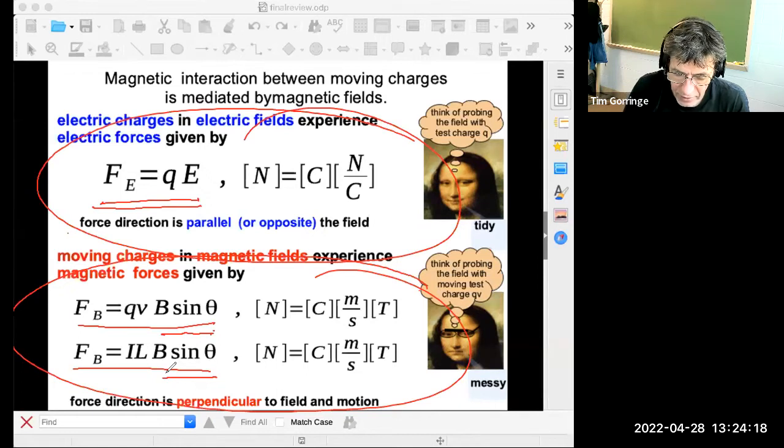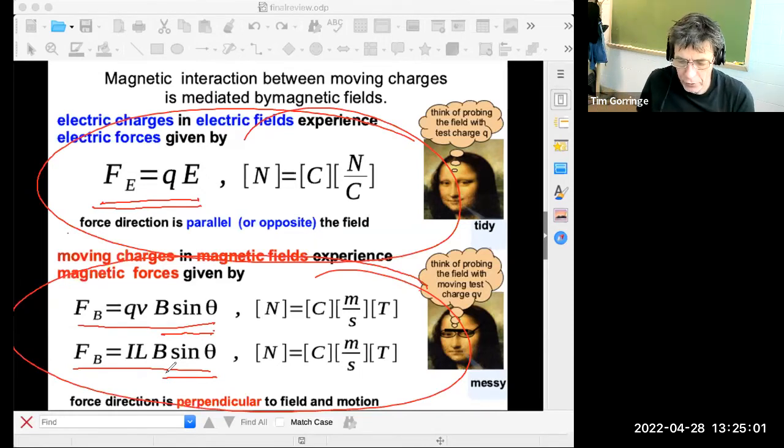And that theta in the sine theta is the angle between the direction of the field and the direction of the motion of the charge or the direction of the electrical current. So unlike the electrical field equation, where the only direction on the right-hand side of the equation is the field, on the right-hand side of the magnetic field equation there are two directions. There's the direction of the current or the moving charge and the direction of the field itself. So that's why you get this angle theta appearing on the right-hand side of the magnetic field equations.